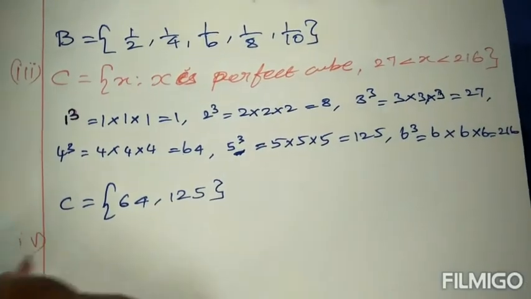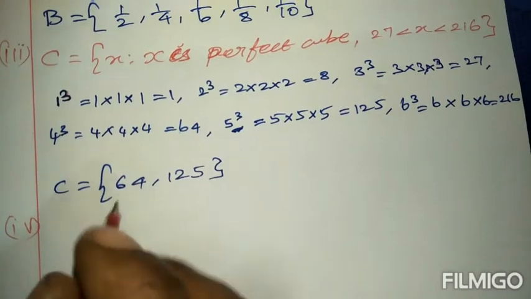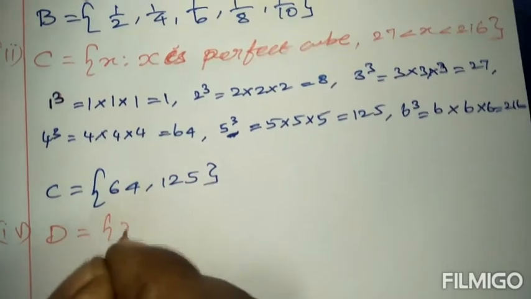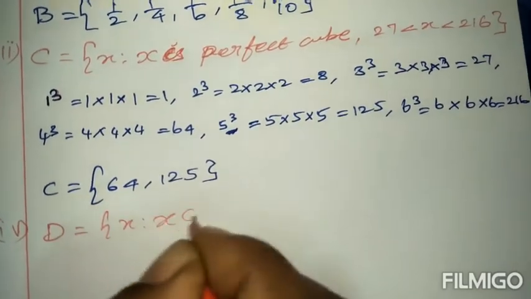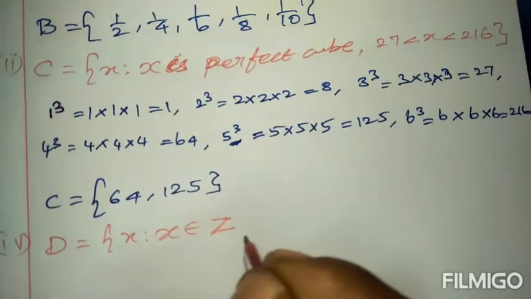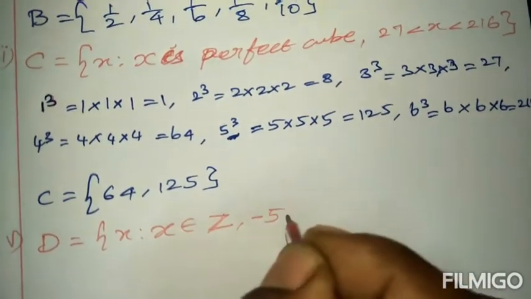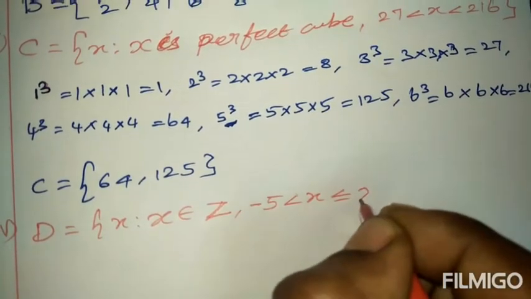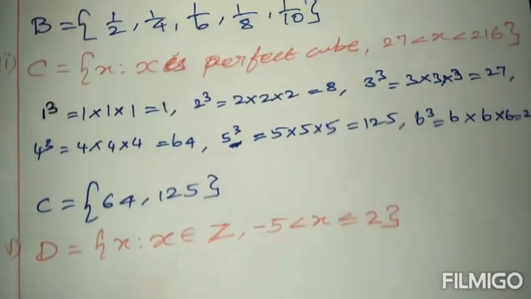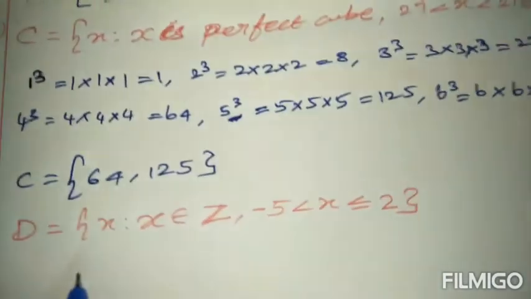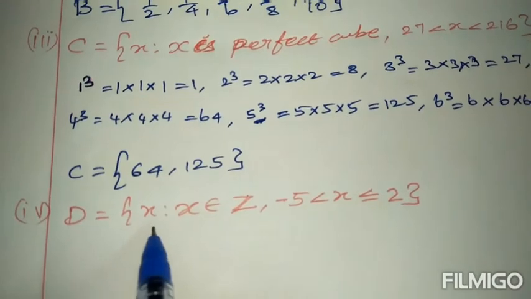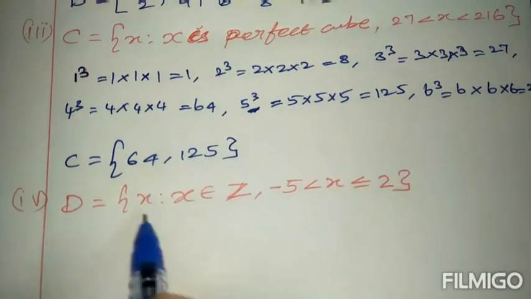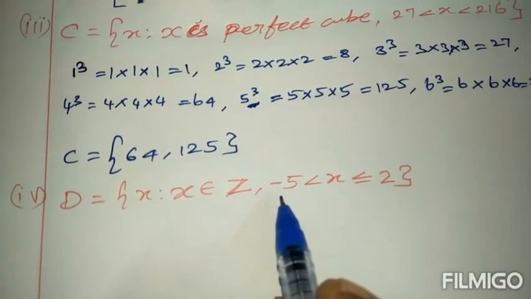Then fourth subdivision. The fourth subdivision is D is equal to {x such that x belongs to integers where -5 less than x less than or equal to 2}. See, in this problem the given set is in the form of set builder form. We have to convert into the roster form.